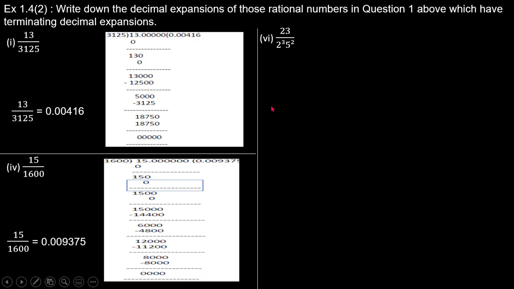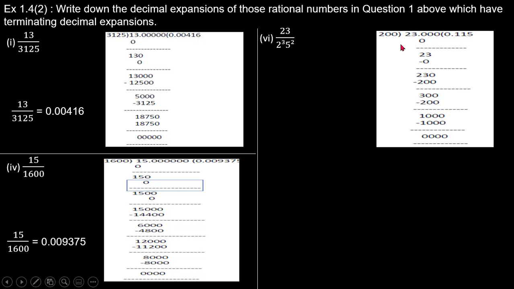Similarly, if you go for 23 divided by 2 cube 5 square, if you just multiply this, it comes out to be 200, and you have to divide 23 by 200. So point you give 23. If you proceed, you get 0.115. So these are typical questions. However they are asked, so I am covering them here.